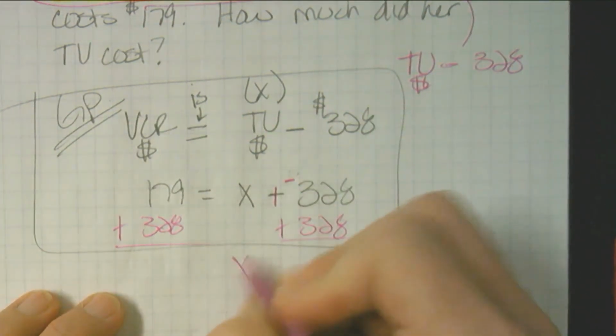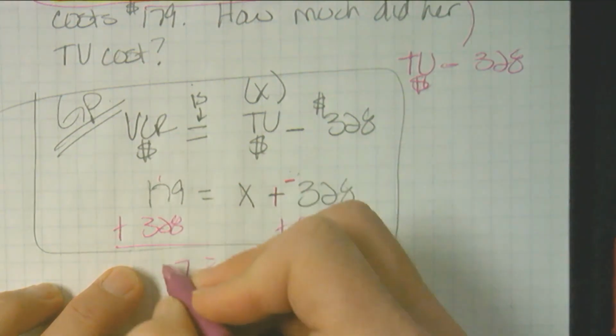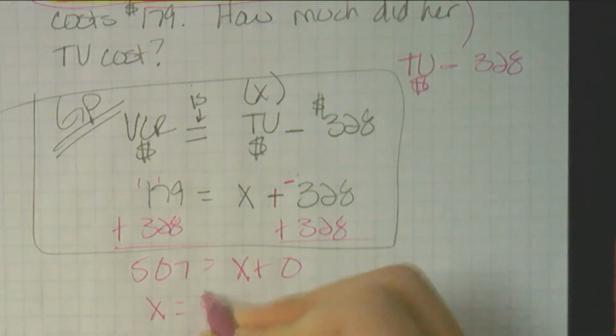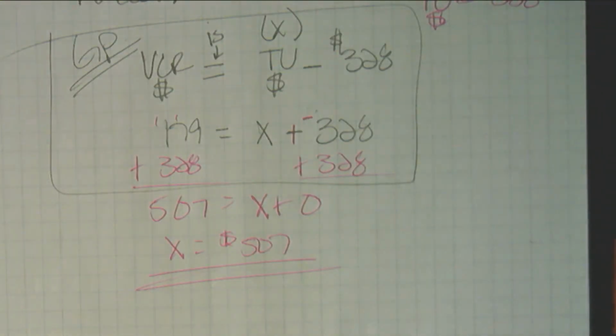So when I do that, I get x plus 0 equals, that's 17, carry the 1, that's 9, that's 10, carry the 1, that's 5. So x is equal to $507, and then I would write a sentence of that, but we are out of time. Are you guys cool with that?